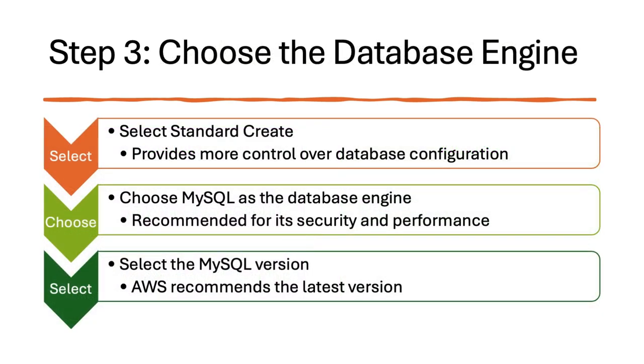To choose the database engine, first select Standard Create for better control. Next, choose MySQL for its security and performance. Finally, select the latest version of MySQL as recommended by AWS.